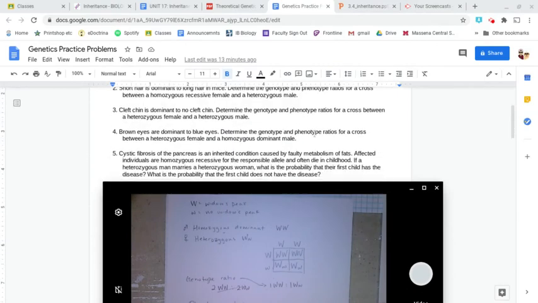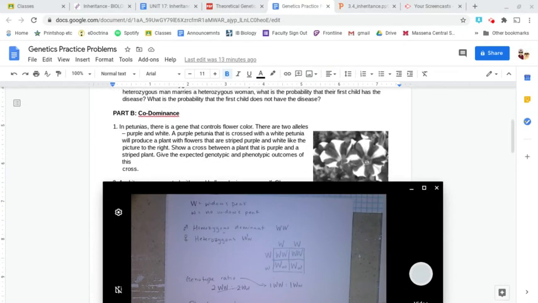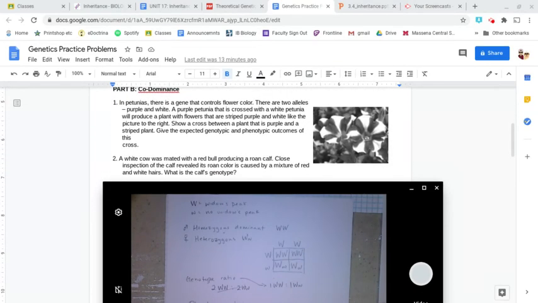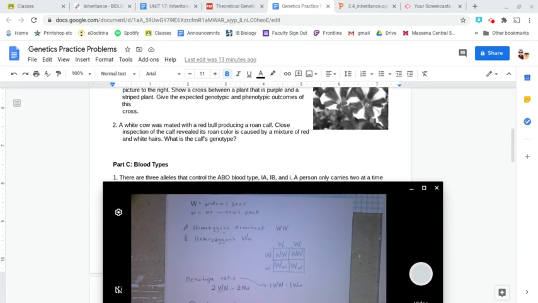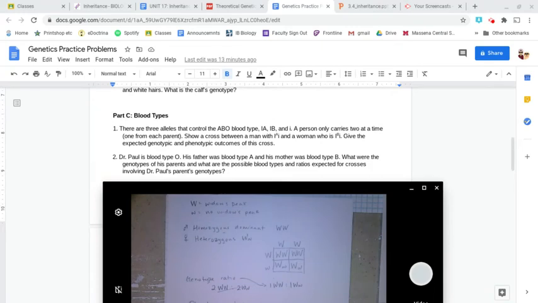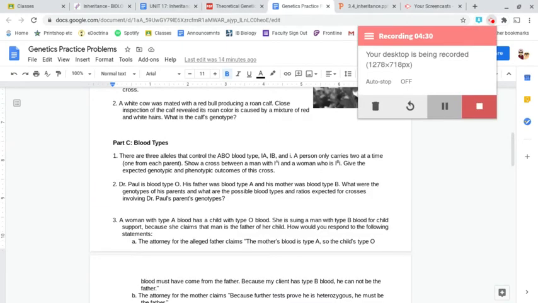Okay, so the next one I want to show. There are some problems on codominance. We did the Punnett square in the notes, and I think that's enough to help you do these. And then I wanted to show you a blood type problem. I think I'm just going to do number 1 for you, and then you can skip that one and do the rest of these.